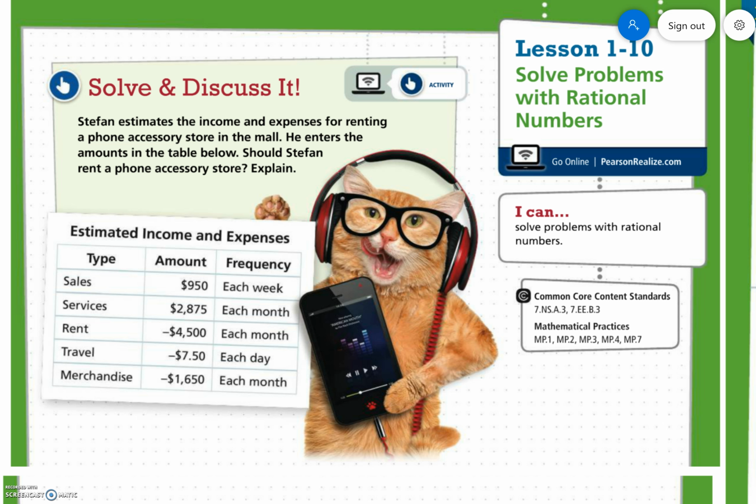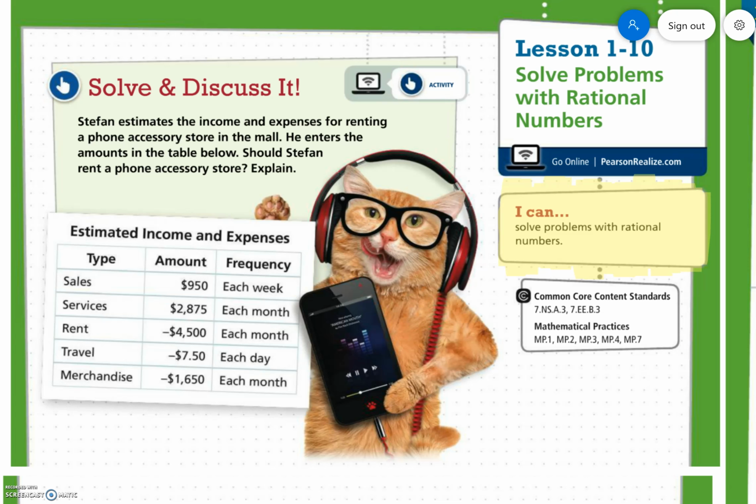By the end of the lesson, I want you to confidently say, I can solve problems with rational numbers. The great thing about this lesson is it's the last one in the topic, meaning your test is coming soon, but also you know everything you need to know for this lesson. There's nothing new. We're just solving the problems, adding, subtracting, multiplying, and dividing.